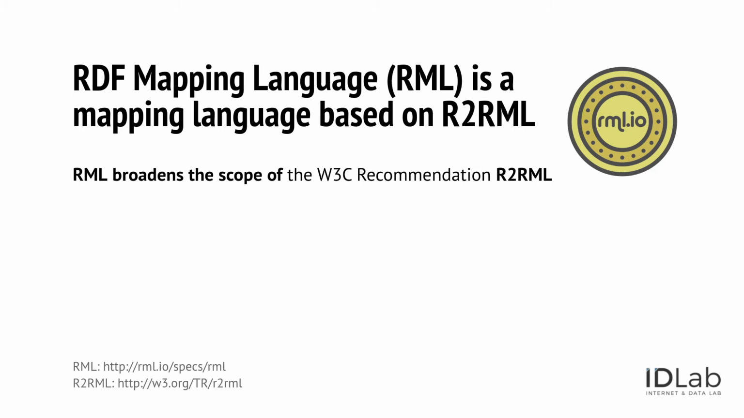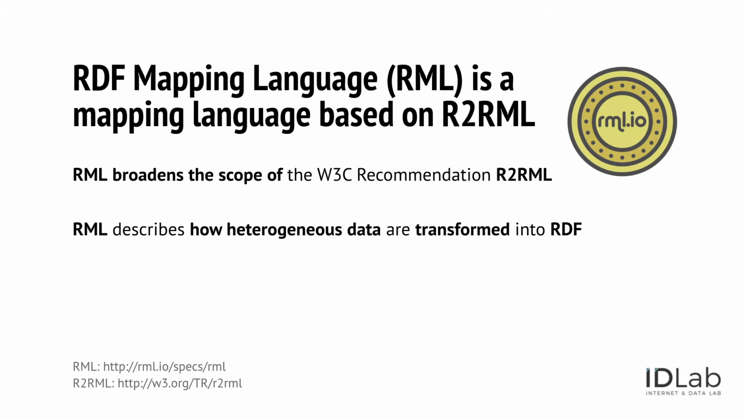But what is now the RDF mapping language? Well, the RDF mapping language, RML, is a mapping language based on R2RML. R2RML is a W3C recommendation that allows you to transform relational databases into knowledge graphs, such as RDF. RML broadens the scope of it by focusing on heterogeneous data. So in short, RML describes how heterogeneous data are transformed into RDF.